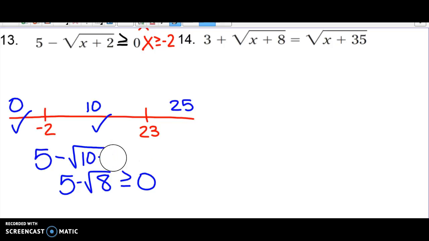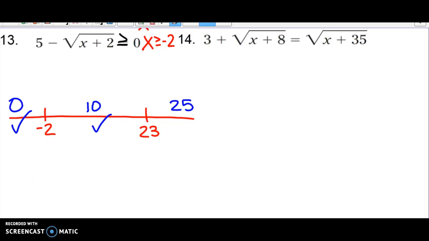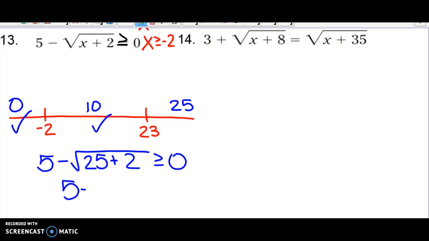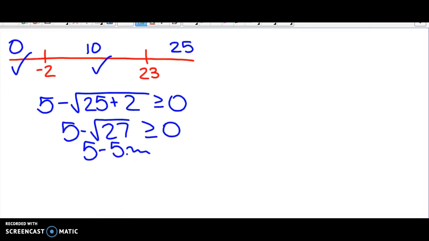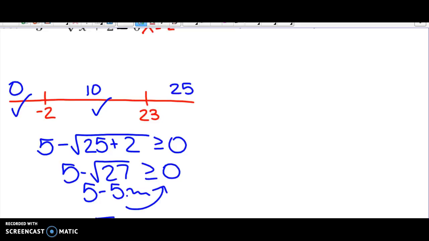All right, and then let's check something bigger than 23. So plug in a 25. 5 minus the square root of 25 plus 2, 5 minus square root of 27. All right, square root of 27 is bigger than 5. So you're doing 5 minus 5 point something. That's going to give you a negative number. If you're not sure, use a calculator, but I can promise you that's going to be a negative number, and that is definitely not greater than or equal to 0, so that's not going to work.